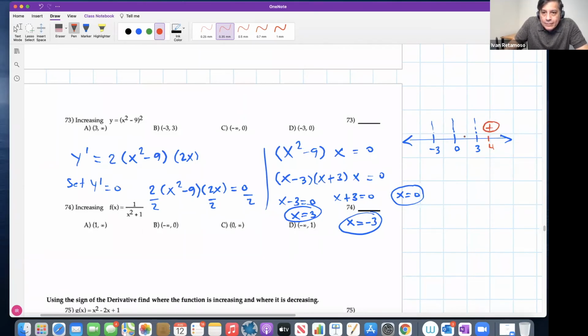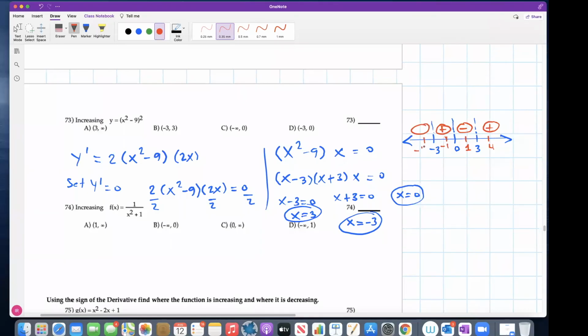Use another test point, let's say the number 1, put it into your derivative function. Now here, negative, right? So negative. Then here, -1, let's say, put it here, negative, but this negative with this negative, positive. So positive now. Yeah, they switch, right? If you use a test point of -4 here, another negative, positive, but because of this, negative.